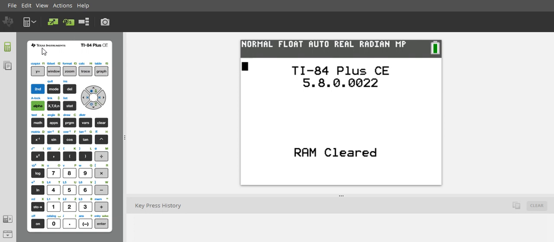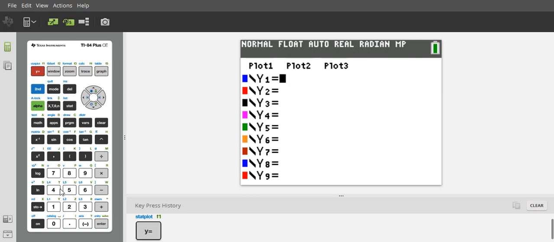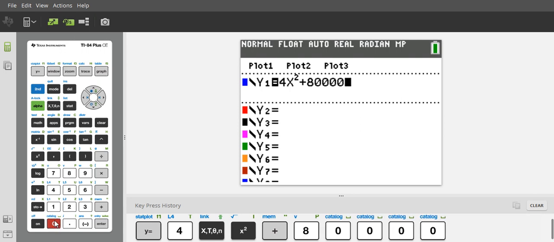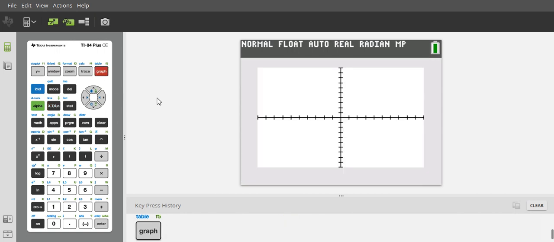So here we go. We'll click on the y equals, and then we're going to enter our function. Our function was 4, and we used h, but we'll use x here. The graphing calculator doesn't care what letter you use. And there's the 4h squared, and then it's going to be 80,000 divided by x. So there's our function, and we'll click graph.